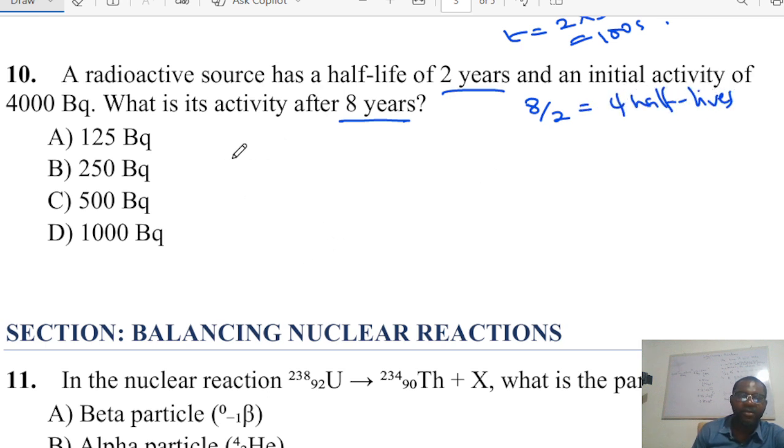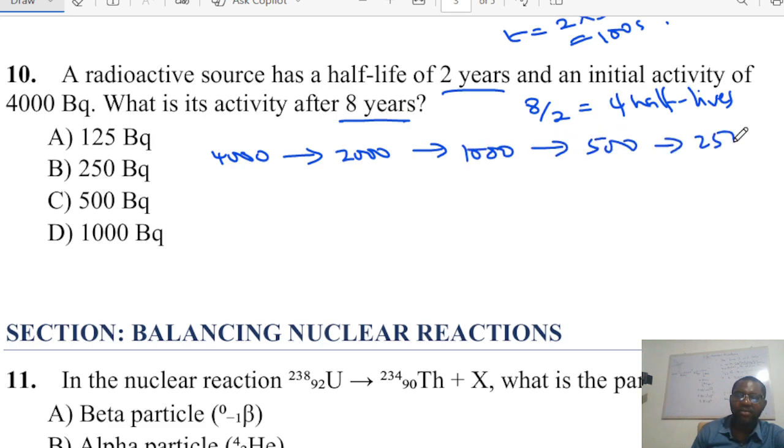So that means 400 divided by 2 is going to be 200. Divided by 2 is 100. Divided by 2 is 50. Divided by 2 is 25. That's 1, 2, 3, 4. That's 4 half-lives. So the answer is 25 becquerel.